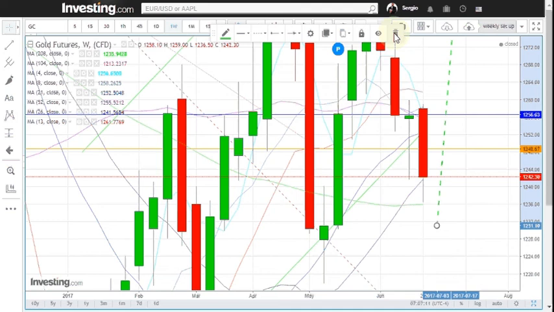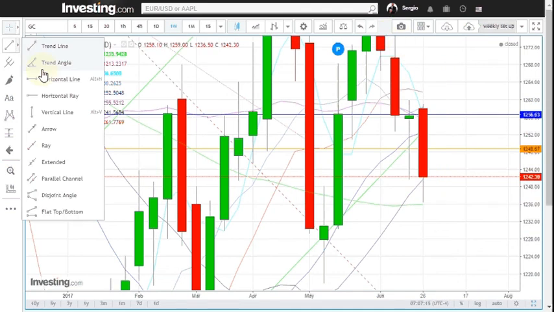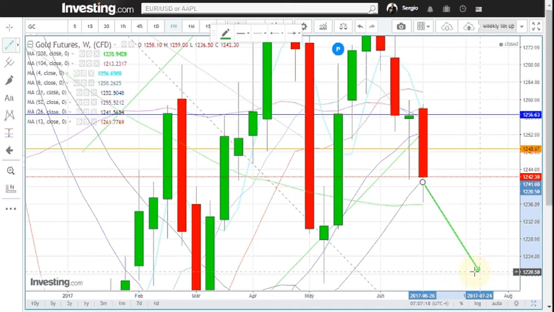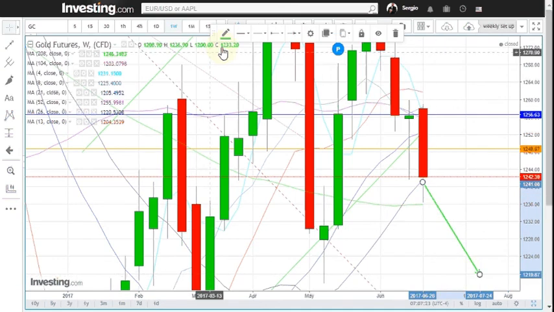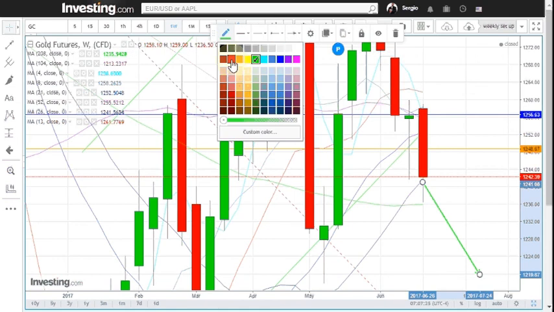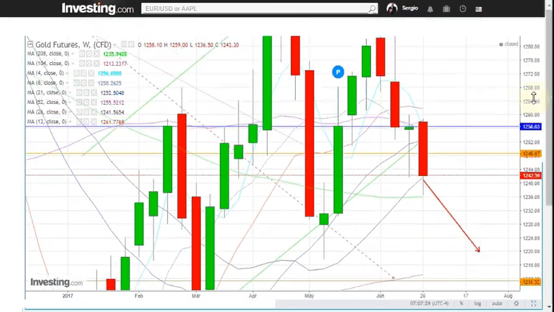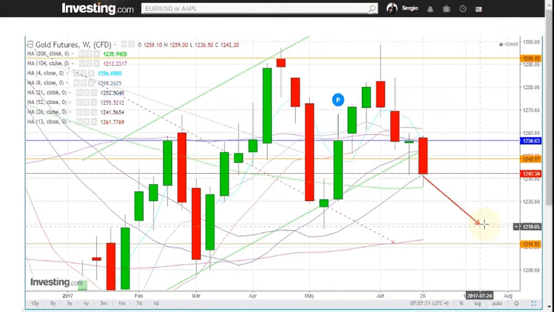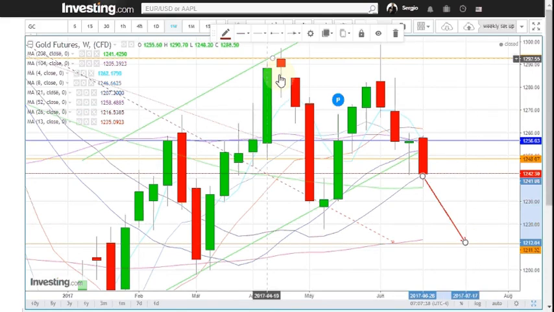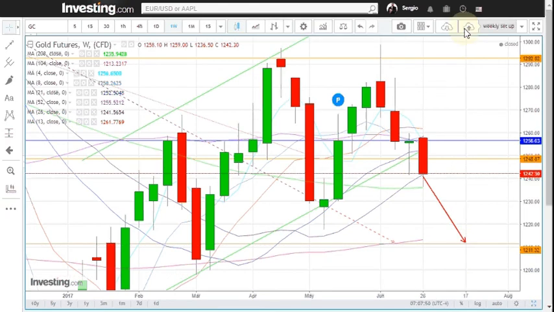So something like this may happen. You need to expect more moves towards the downside for gold, something like that, towards 1220 and maybe the 1200s. If you have lower highs and lower lows, maybe that's a new channel. So I'm expecting gold to go lower if you have a continuation.